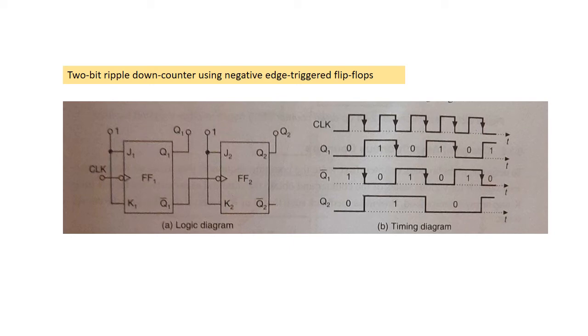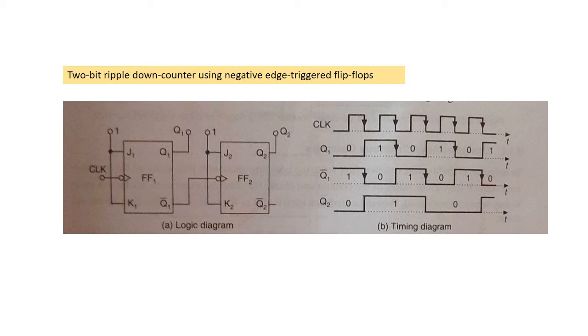This negative going signal at Q1 bar applied to the clock input of FF2 toggles FF2 and therefore Q2 goes from 0 to 1. So after one clock pulse, Q2 will be equal to 1 and Q1 will be equal to 1. That is, the state of the counter is 11. So from the state 00, it moves to the state 11. At the negative going edge of the second clock pulse, Q1 changes from 1 to 0 and Q1 bar from 0 to 1.